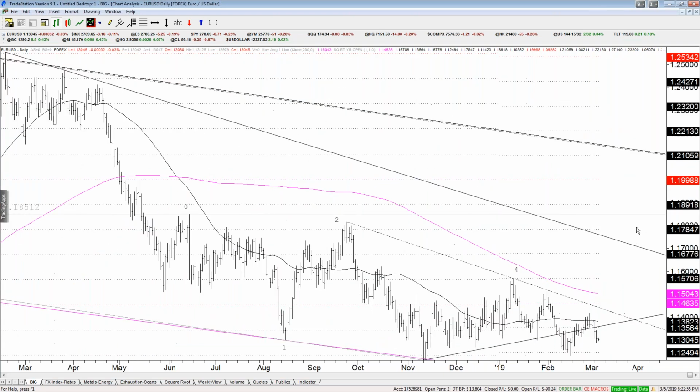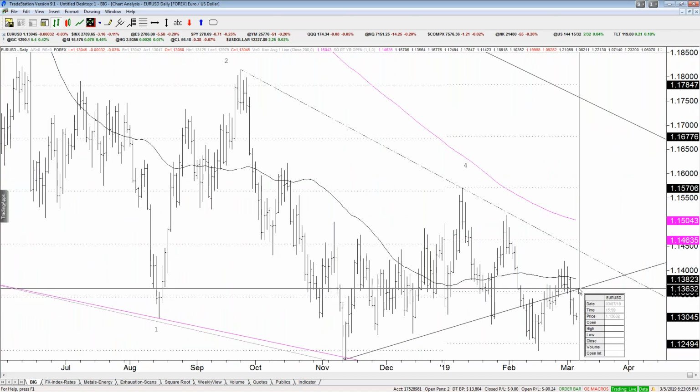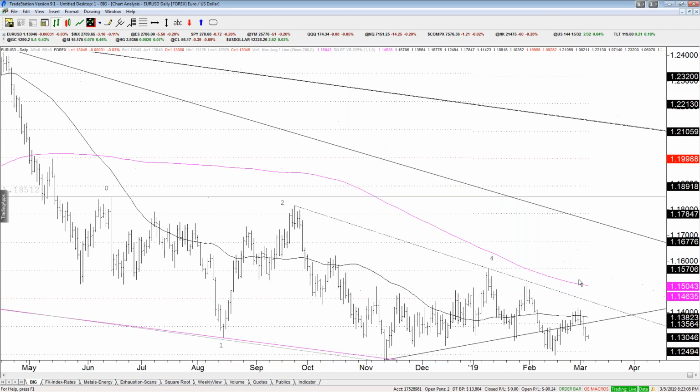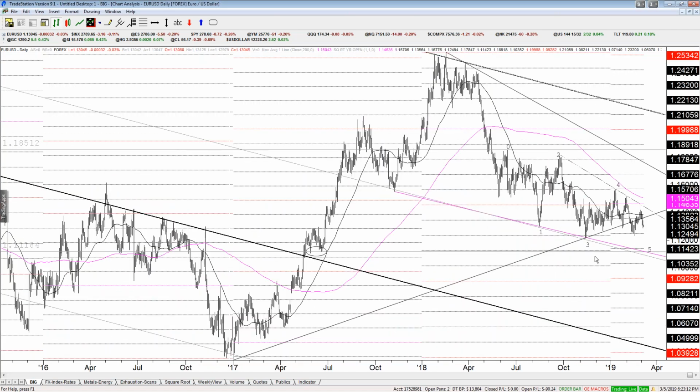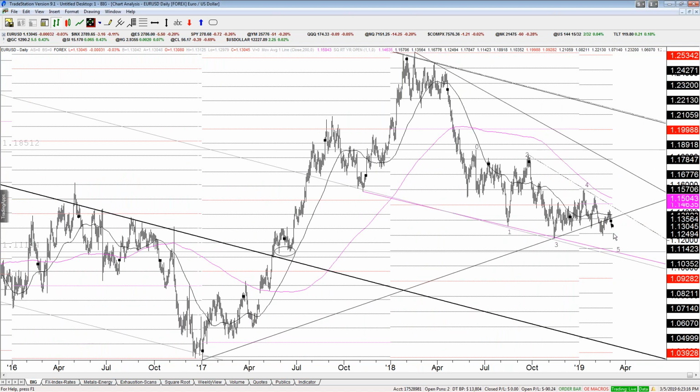Well, now we're back below it. That's a big spot for me. As long as you're below that, it's really hard to make a bullish case for the euro, other than just being like, I'm going to be contrarian and say screw it. There's really nothing else to say other than this is probably a bearish condition.